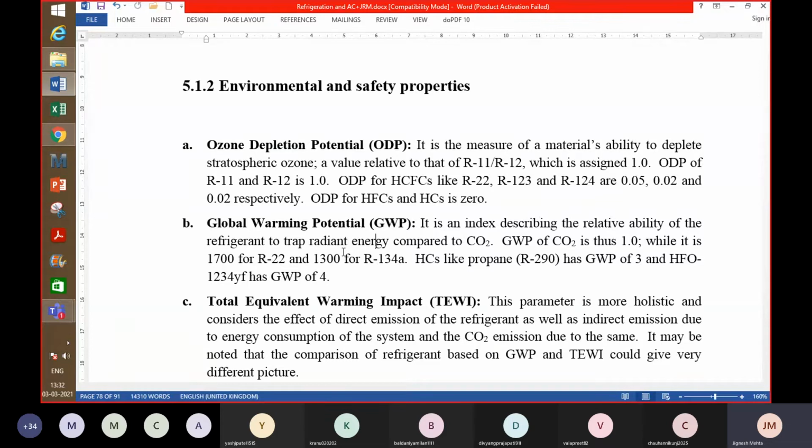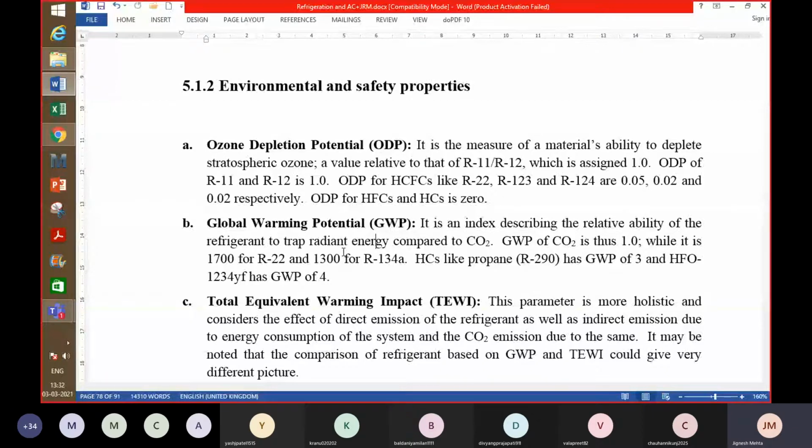The hydrocarbons have comparatively low GWP, and there is one comparatively recently developed refrigerant, HFO 1234yf, which also has lower GWP. So now the trend is towards using refrigerants having not just zero ODP but also lower GWP, global warming potential.